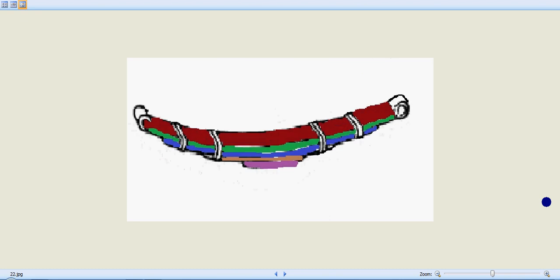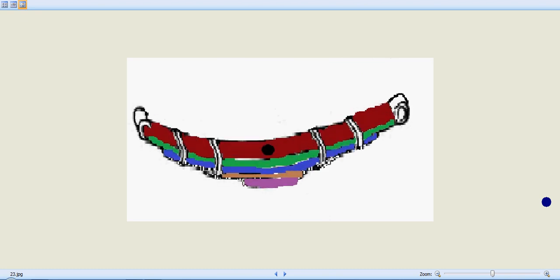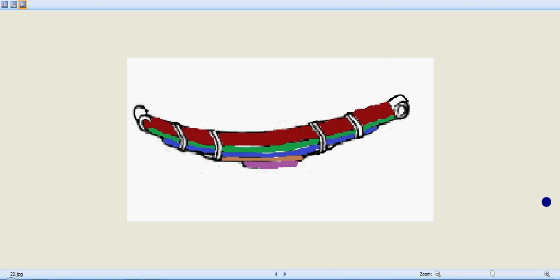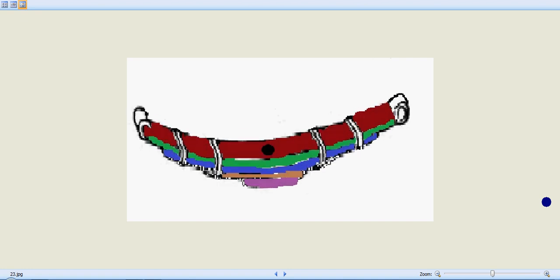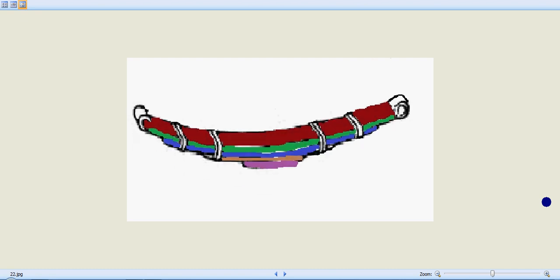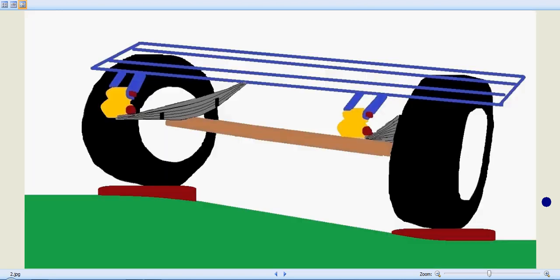This is one of the oldest suspension methods being used. It's also currently being used in trucks or bigger automobiles. Most cars, modern vehicles in Europe, use MacPherson struts like that, but in heavy equipment, leaf spring technology is being used.